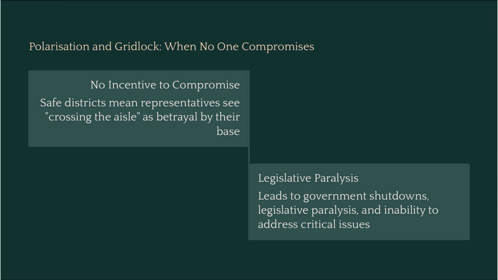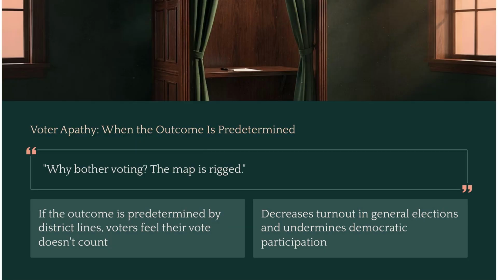This leads to legislative paralysis. It causes government shutdowns and an inability to address critical issues. The House of Representatives stops representing the national mood and becomes a collection of warring tribes, safe in their bunkers, refusing to negotiate. The ultimate victim of gerrymandering is trust.